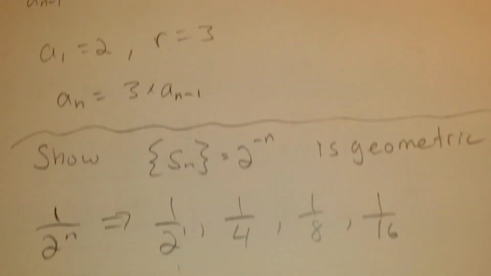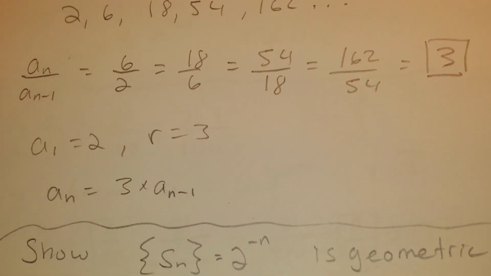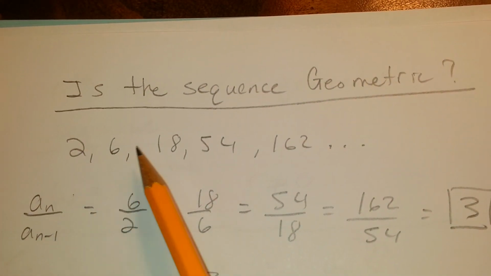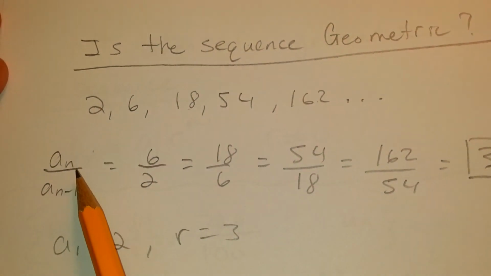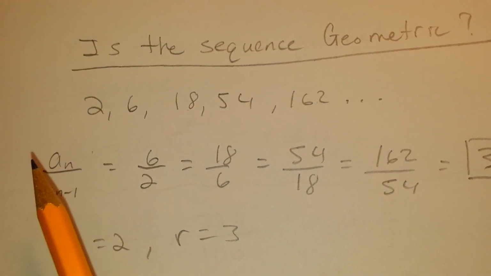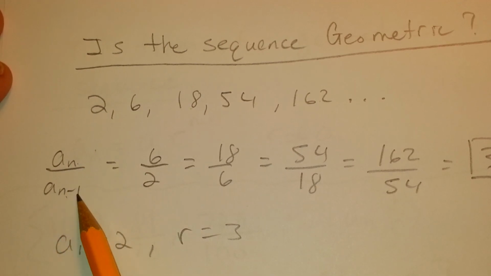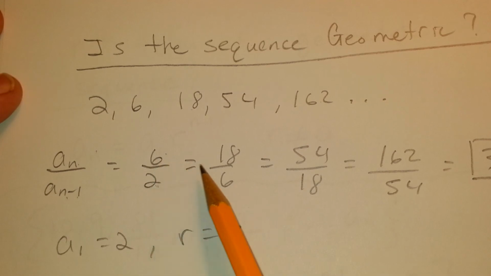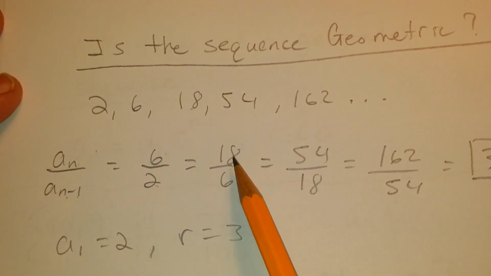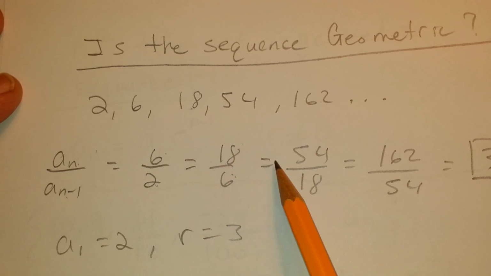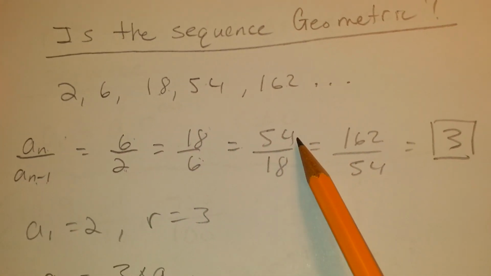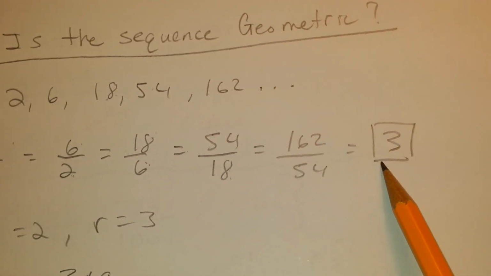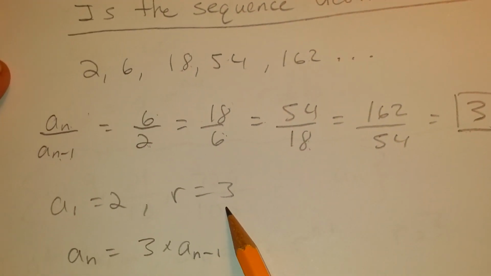All right, moving on. There's not a lot to this for what we're going to cover. Is the sequence 2, 6, 18, 54, 162 geometric? Well, let's take a look. Let's find the common ratio, if there is a common ratio. The nth term divided by the n minus 1 term. The 2nd divided by the 1st, 6 over 2, that's 3. Equals the 3rd divided by the 2nd, 18 over 6, that's 3. Equals the 4th divided by the 3rd, 54 over 18, that's 3. 162 divided by 54, that's 3. They all equal 3. We have a common ratio of 3.